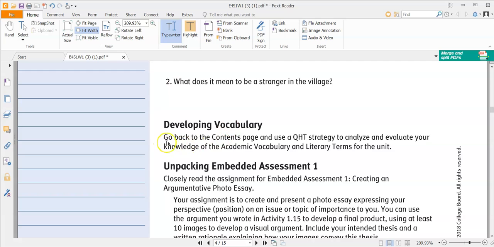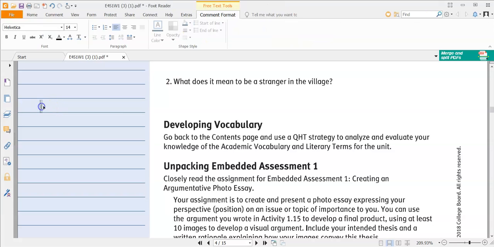Developing vocabulary. So it's asking us to go back to the contents page and use the QHT strategy to analyze and evaluate our knowledge of the academic vocabulary and literary terms for this unit. Just to give you guys a reminder, in the QHT strategy, the Q stands for question, just a question mark, meaning I have no idea what this word means. H stands for heard, meaning I've heard of this before, but I don't really know what it means exactly. And then T means teach, meaning I know what this word is, I could teach somebody else what it means. Another way to think of it is in colors.